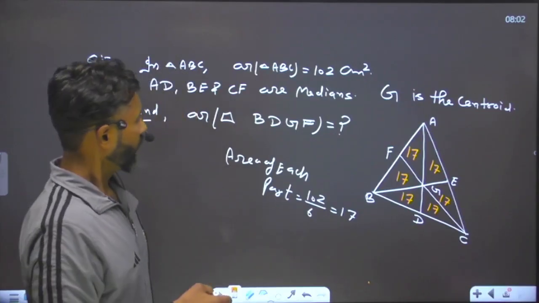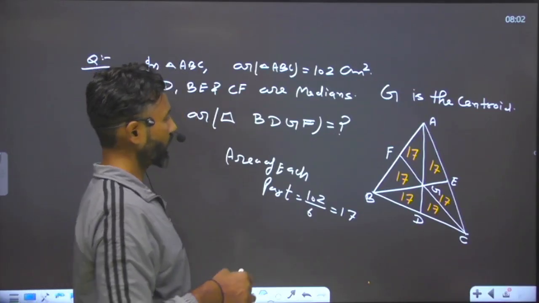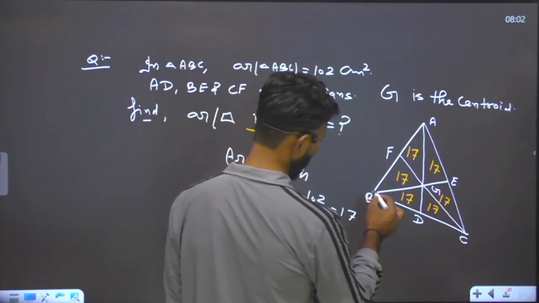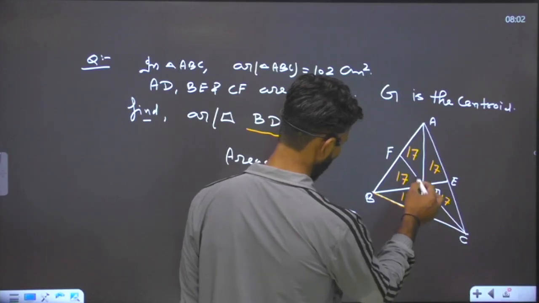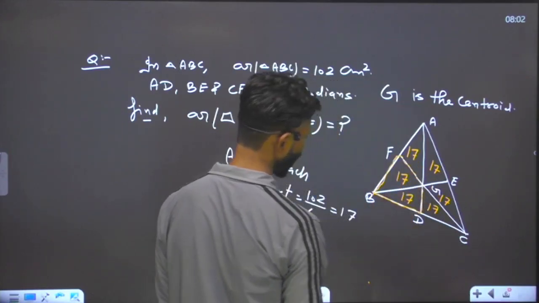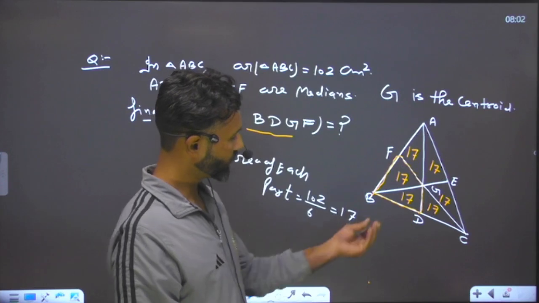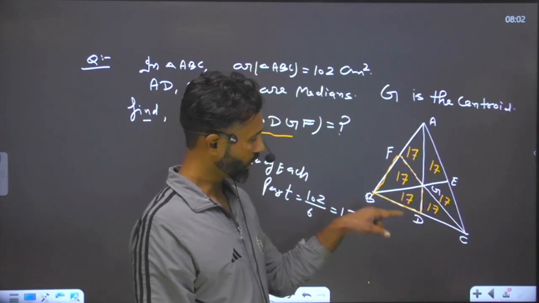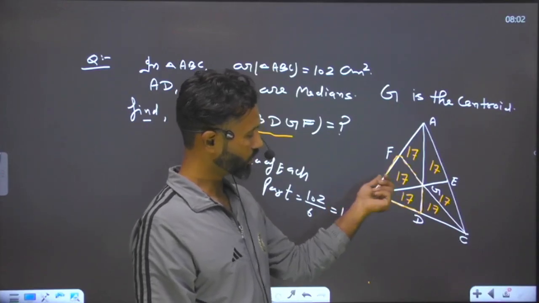Now we just have to calculate the area of quadrilateral BDGF. Okay, we need to calculate it. This is BDGF, and now we can see that BDGF is divided into 2 equal parts, and each part's area is equal to 17 centimeters square.